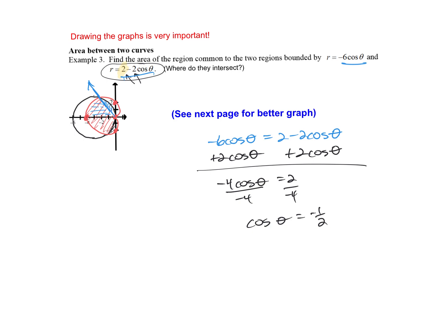And then we go, where does that occur? Oh, on the unit circle. Let's see, that occurs when theta is equal to 2 pi thirds and 4 pi thirds. So you can see on the picture, there was our 2 pi thirds, and here was our 4 pi thirds. Okay?